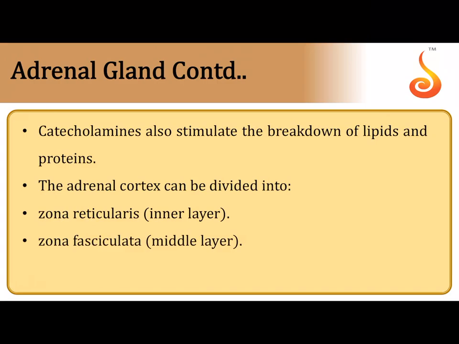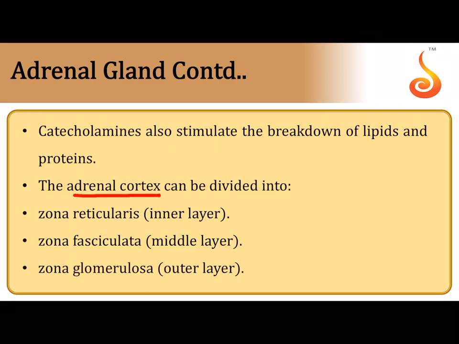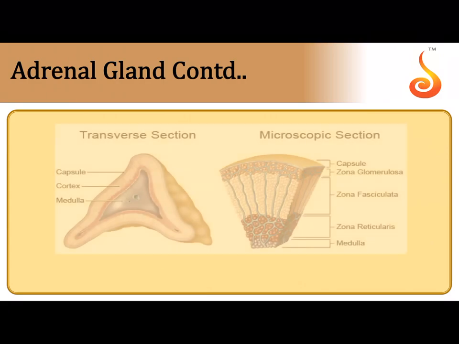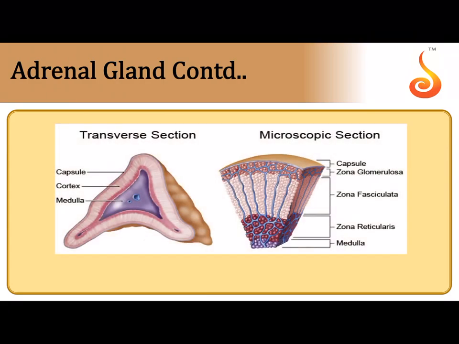Catecholamines also stimulate the breakdown of lipids and proteins because I just told you that during an emergency situation you need a lot of energy. Then we saw how the adrenal cortex is divided into three zones. The three zones are the zona reticularis, the zona fasciculata, and the outermost zona glomerulosa. So you can see how the adrenal cortex here is composed of three major zones.